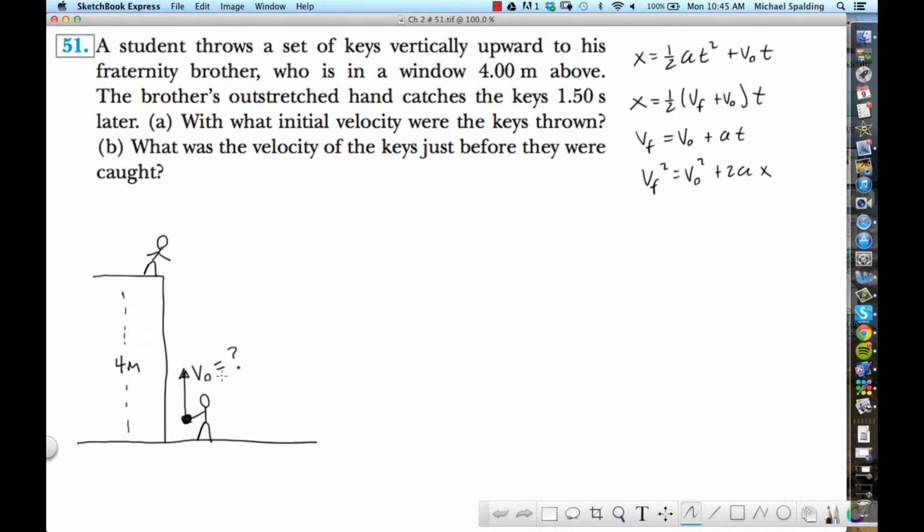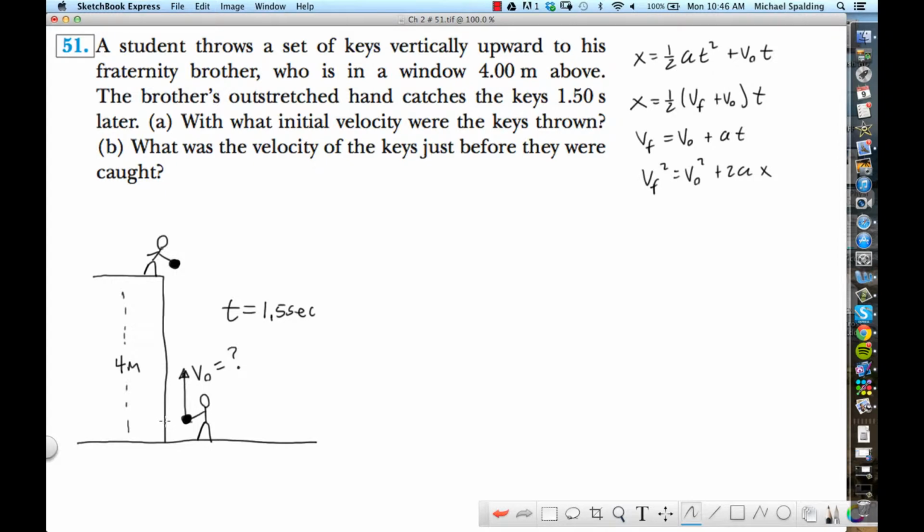Okay? And we don't know what the initial velocity is. In fact, that's what the first question is: what was the initial velocity? We don't know the initial velocity, but we are given the time. So the time of travel for the set of keys is 1.5 seconds. And we're told that the keys end up in this dude's hand, final. So this dot is the final point. This dot is the initial point.